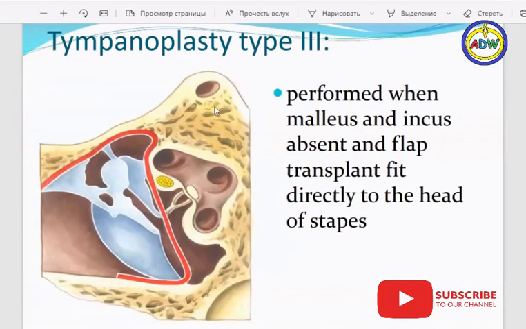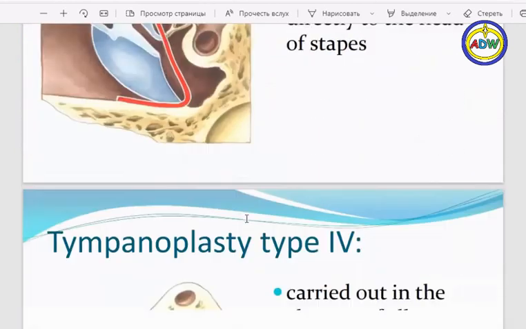Tympanoplasty type 3 is performed when the malleus and incus are absent and the flap or transplant is fitted directly to the head of the stapes, because the incus may be absent after long-standing chronic inflammation. So we put this graft directly onto the head of the stapes. But you should know, patients will not have normal hearing, 0 to 20 decibels, but it may increase hearing to mild hearing loss.